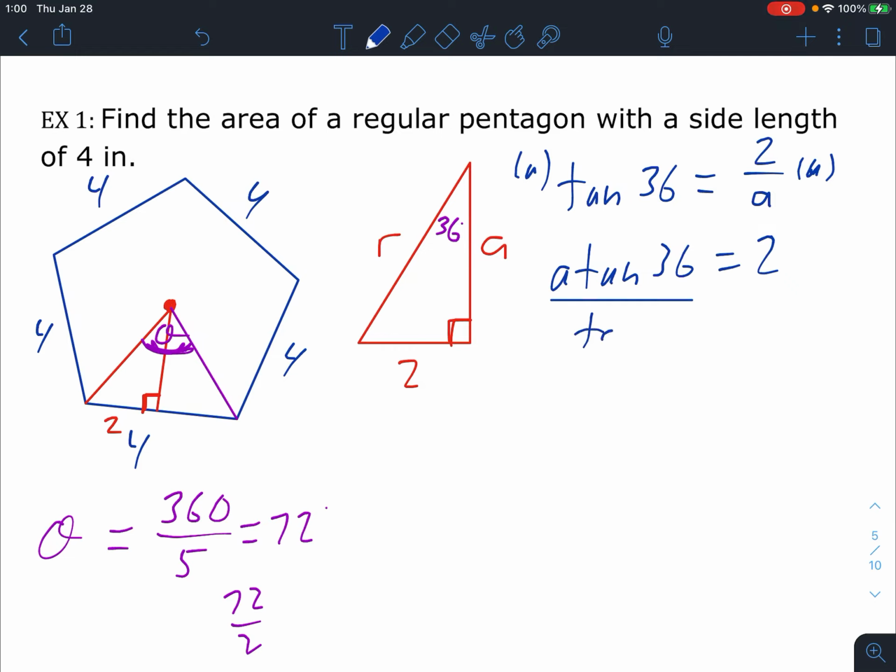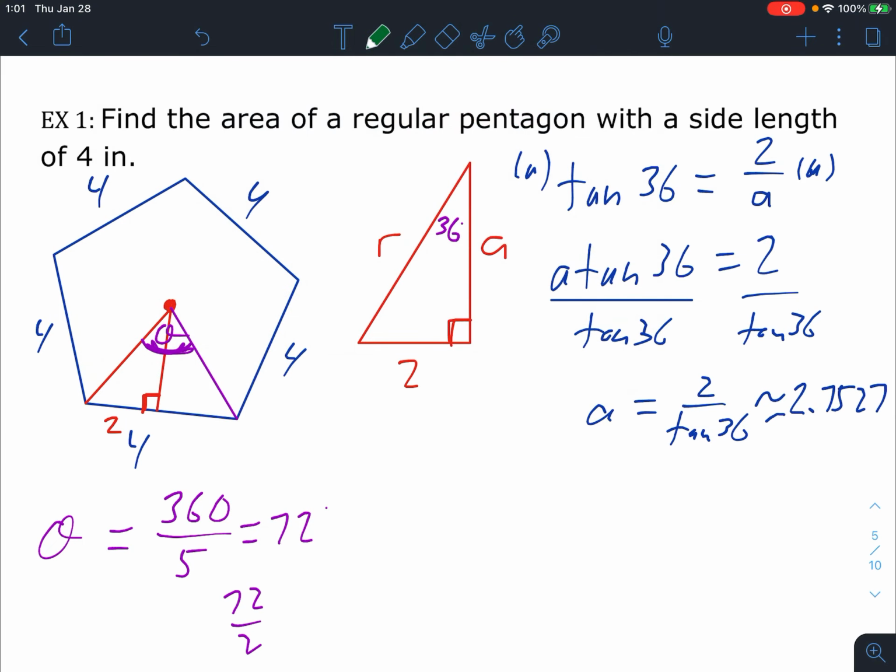And divide both sides by tangent 36. That gives us A equals 2 over tangent 36. And if we type that into a calculator, we get the apothem is approximately, now I would suggest writing this down to a couple decimal places here. I'm going to go to 4, 2.7527.